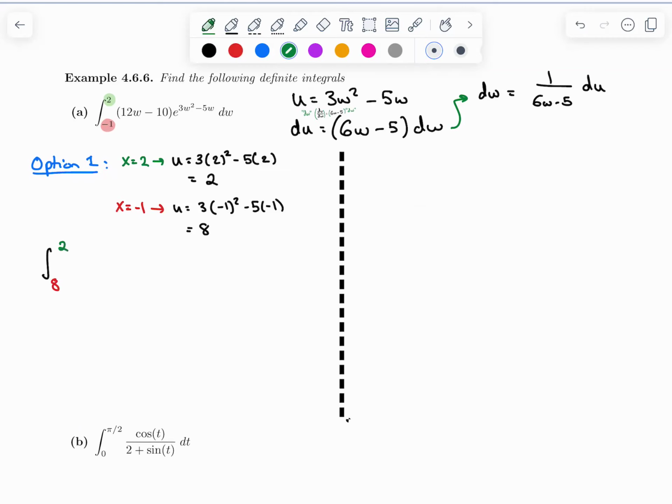That is okay. It looks weird, but the bottom bound stays the bottom bound, the upper bound stays the upper bound, regardless of if it changes size. So this becomes that integral, and then it's times 12w minus 10. That doesn't go away. Remember, because that's not what u is. u is equal to the exponent of the e. So it becomes e to the u times 1 over 6w minus 5 du.